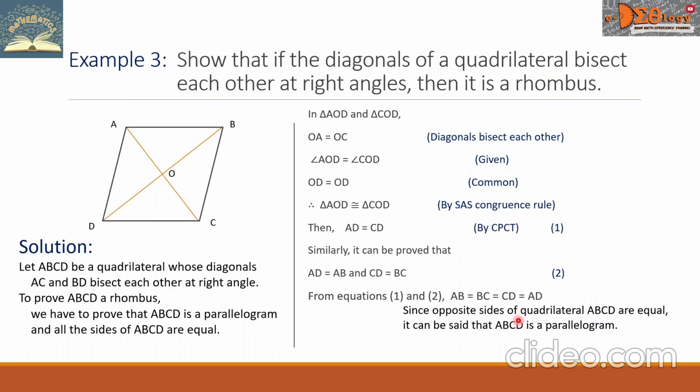Since opposite sides of quadrilateral ABCD are equal, it can be said that ABCD is a parallelogram. Since all sides of parallelogram ABCD are equal, it can be said that ABCD is a rhombus.